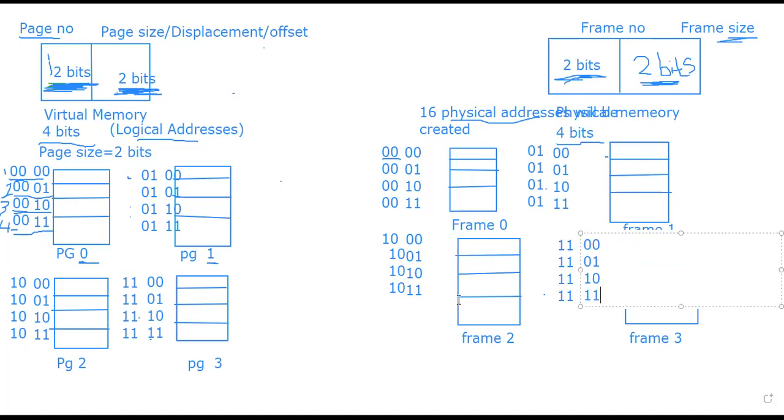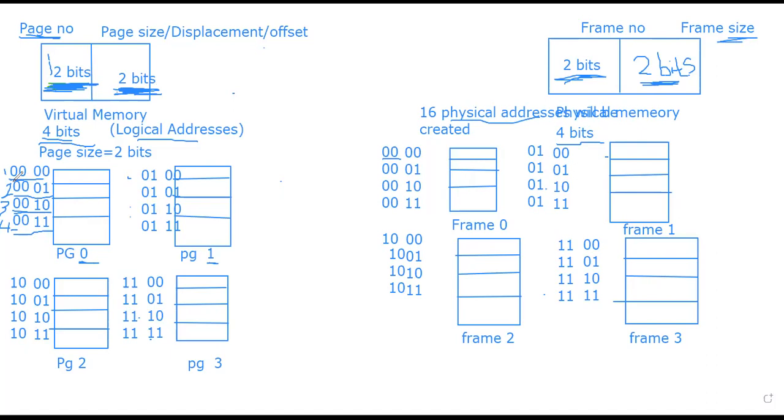Now I will give you a conceptual visualization. In the virtual memory, we have 4 bits: 2 bits for the page number and the remaining 2 bits for the page size. With 2 bits for the page number, 2 to the power 2 is 4, so 4 pages will be created. The page size refers to how many addresses are in each page. 2 to the power 2 is 4, so 4 logical addresses in each page, and with 4 pages, 16 addresses will be created.